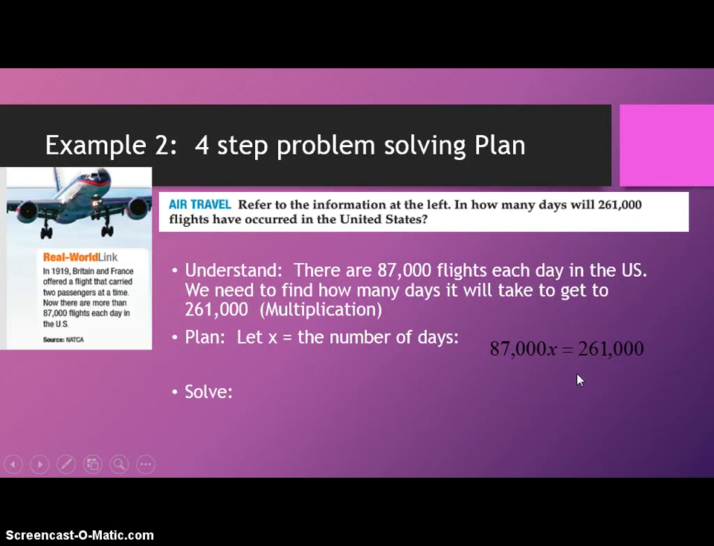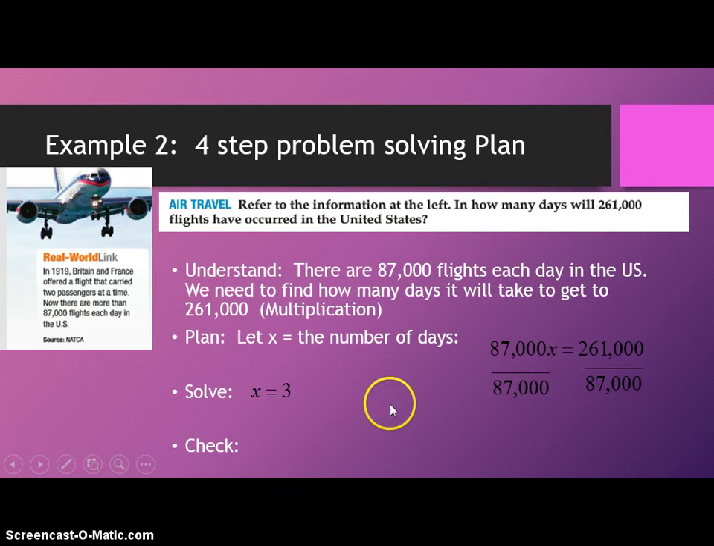Now I'm going to solve. All right, and in this problem, it's 87,000 times x. To get x by itself, I need to divide both sides by 87,000. This will cancel out. 87,000 divided by 87,000 is 1. And when I divide these two numbers, I get 3. It'll take 3 days for the 261,000 flights to occur in the United States.